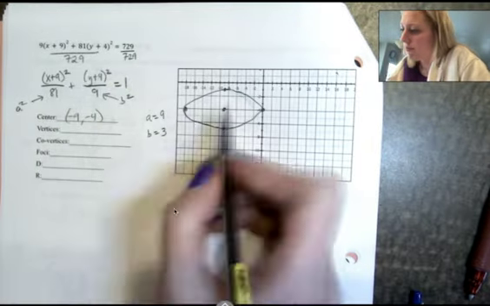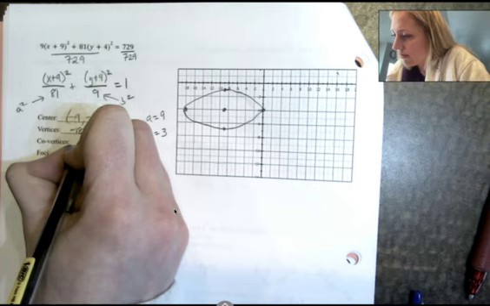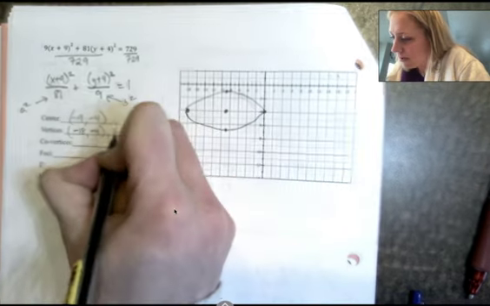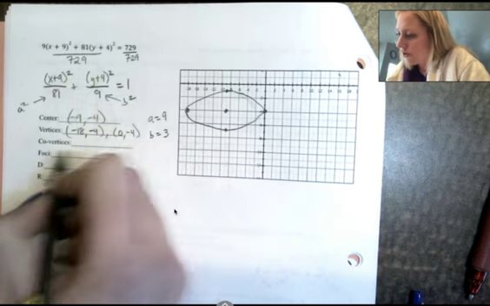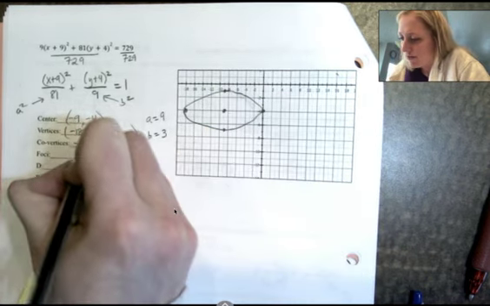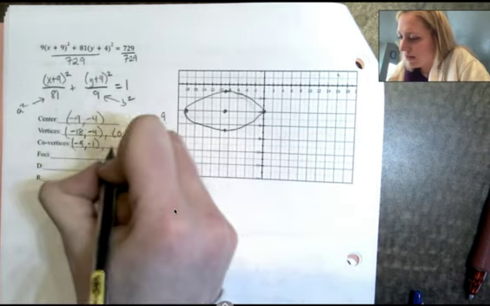Okay, so my vertices are at -18, -4, and 0, -4. Covertices are at -9, -1, and -9, -7.